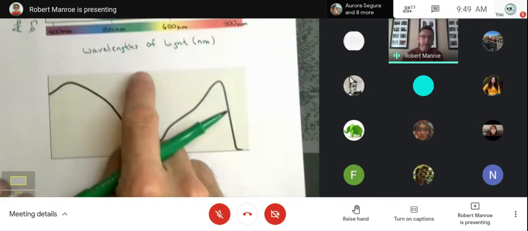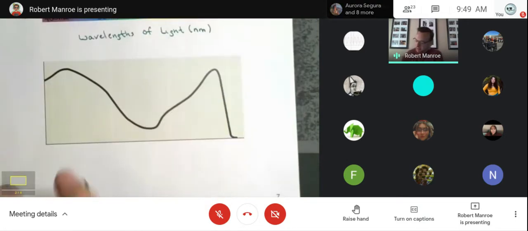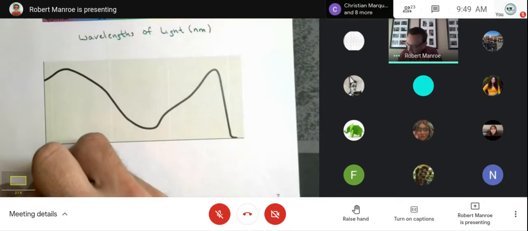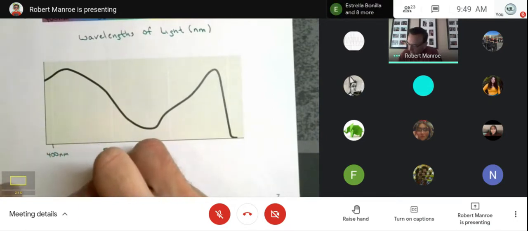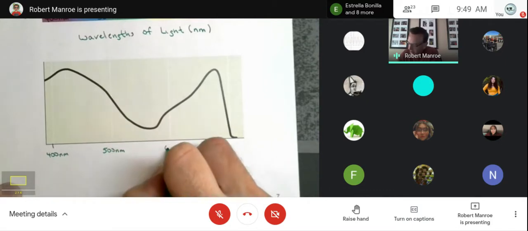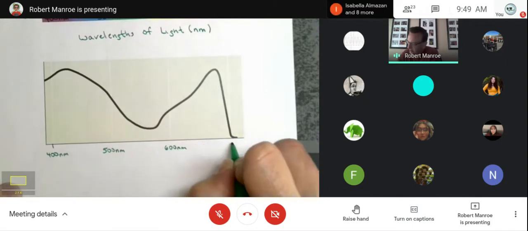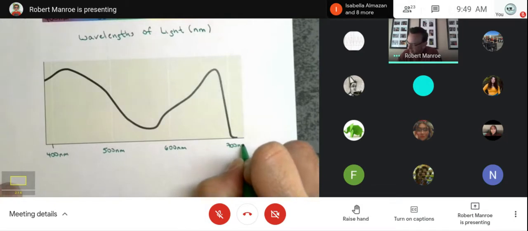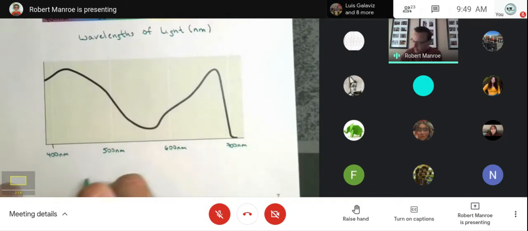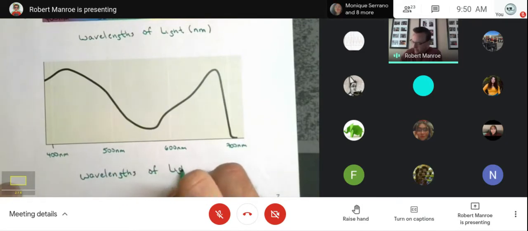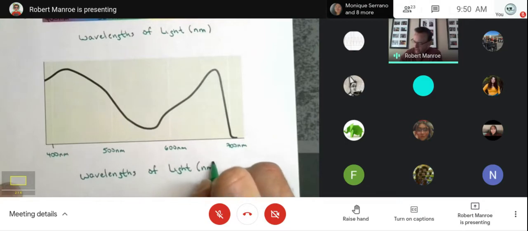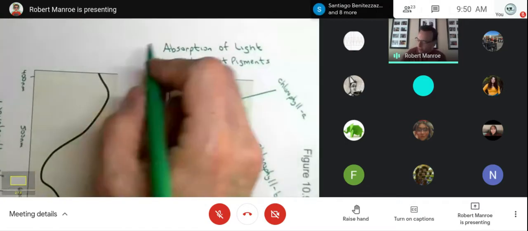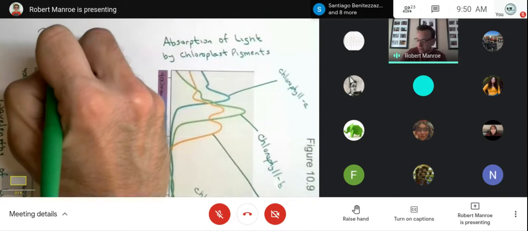Now, I would have liked if they'd taken this pretty axis and put it down here, but they didn't. So you go, all right, I can work with that. So here's 400 nanometers, and here's 500 nanometers, here's 600 nanometers, here's 700 nanometers, fine. And these are wavelengths of light, and of course, nanometers. And then here, this is your rate of photosynthesis, your reaction rate.